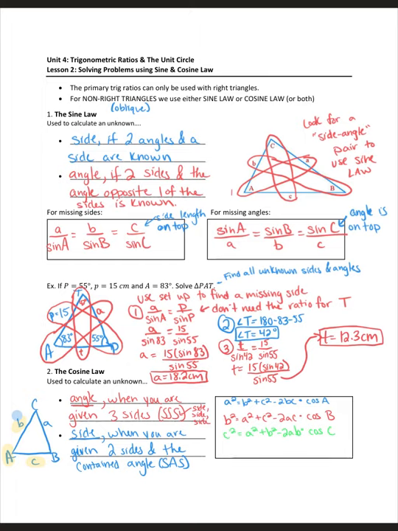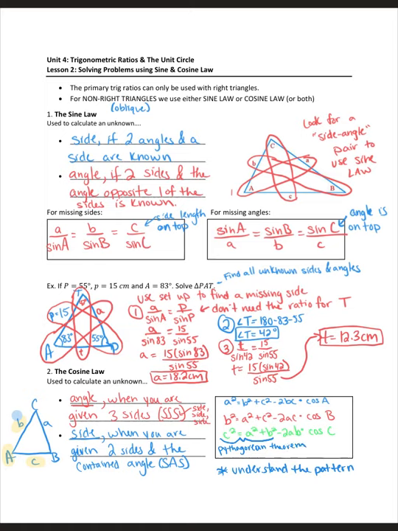What's important here is to understand the pattern of this formula. If you look at the first setup there, we have a squared equals b squared plus c squared. So I would just point out that the sum of two sides squared is equal to the square of that third side, which we know is another formula called Pythagorean theorem. So part of your cosine law has Pythagorean theorem built right into it.